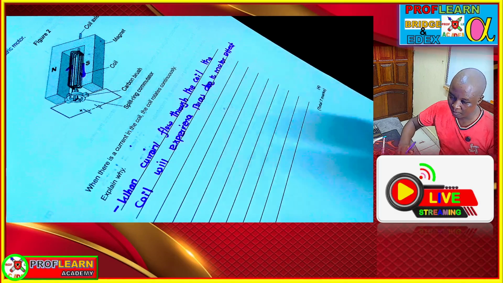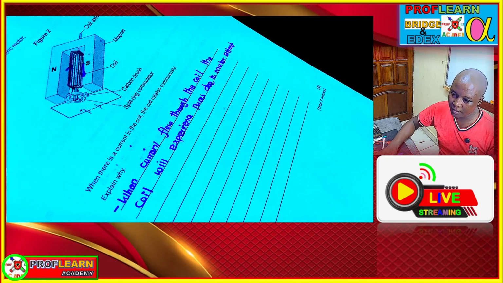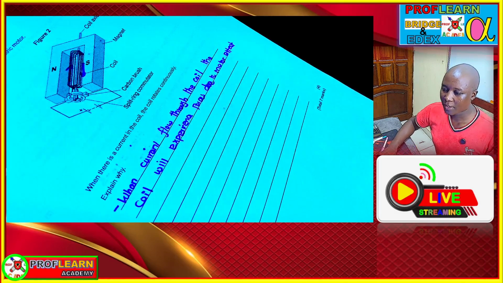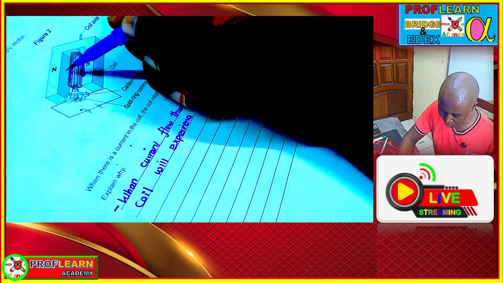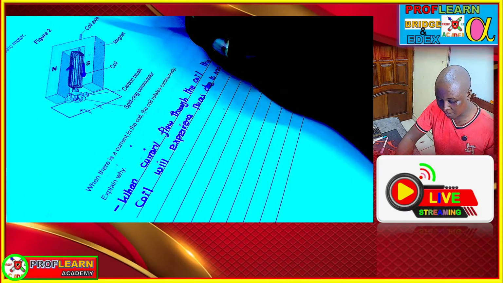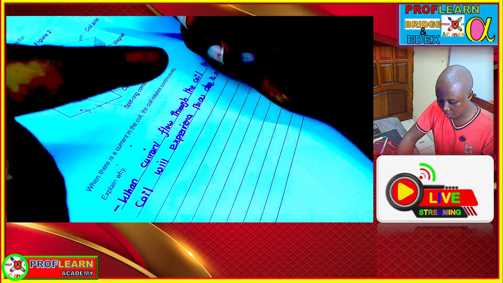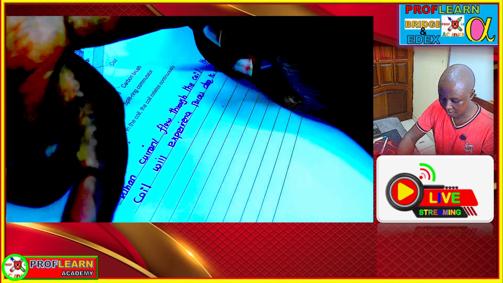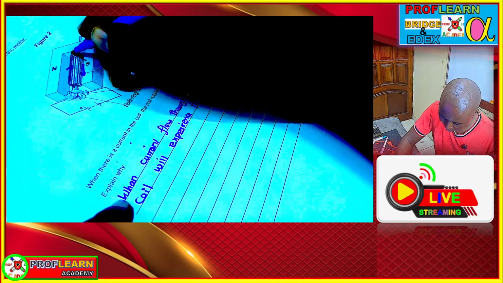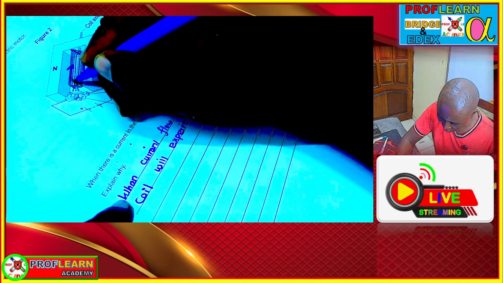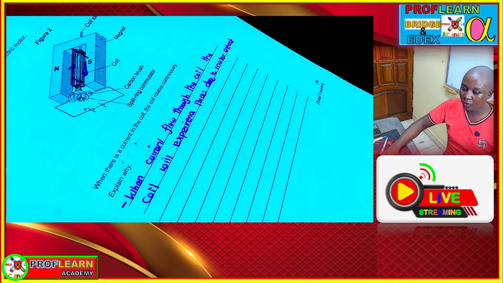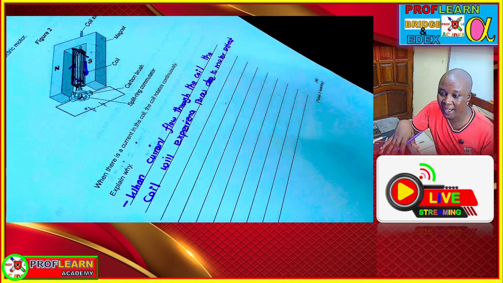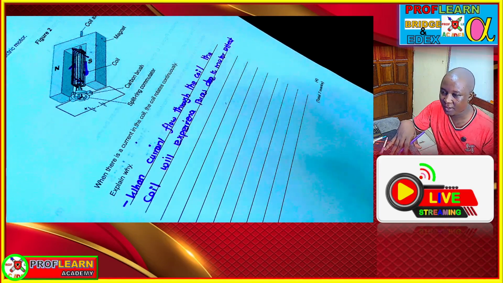Yeah, so the first thing, when there is a current, there will be a force in the coil. Each of the parts, according to Fleming's left-hand rule, we are going to have fields, and then we have current. So this end is going to experience an upward force, and this other end is going to experience a downward force. So we have a scenario whereby forces are acting in different directions.